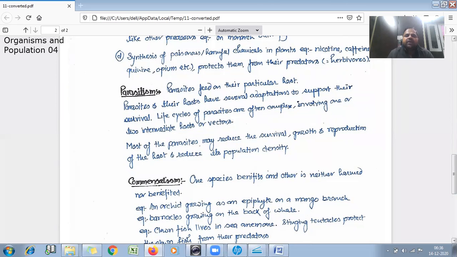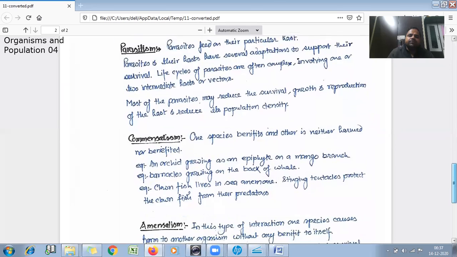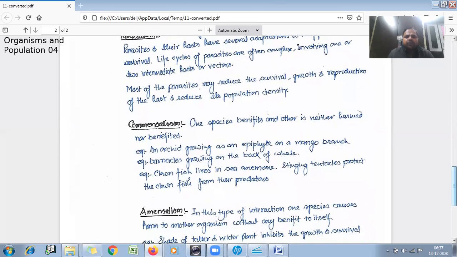Most parasites may reduce the survival, growth and reproduction of the host, and they reduce its population density. So through parasitism, the parasitic interaction, there is also control of the population density of the host species. Now we'll see what is commensalism. In this kind of interaction, one species gets a benefit and the other is neither harmed nor benefited. It means one receives the benefit and the other is neutral.